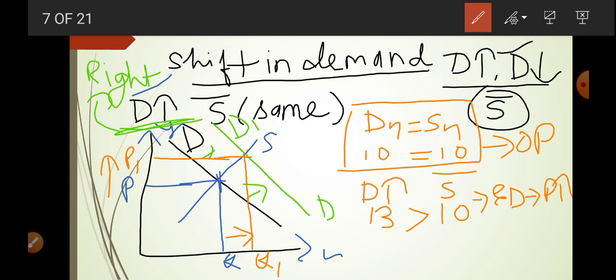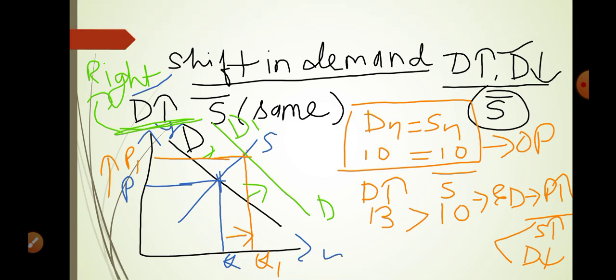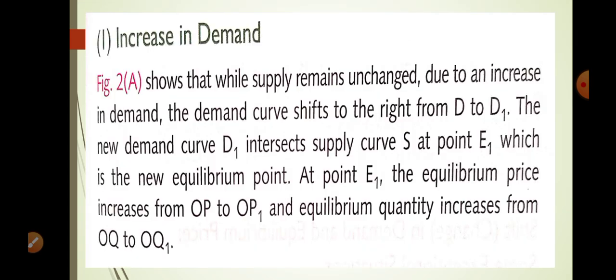Okay, so you can see the ultimate result is that price is going to be high and overall supply is also going to be high. When price increases, supply increases and demand decreases. Okay, so we are going to discuss with your book.